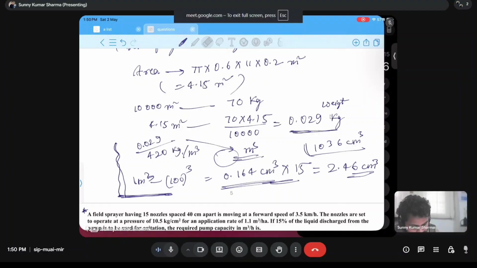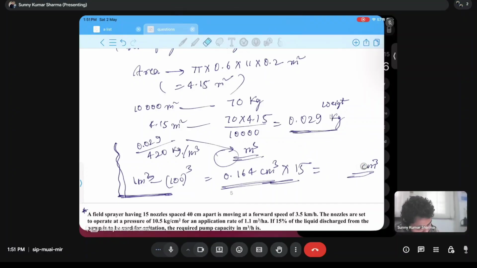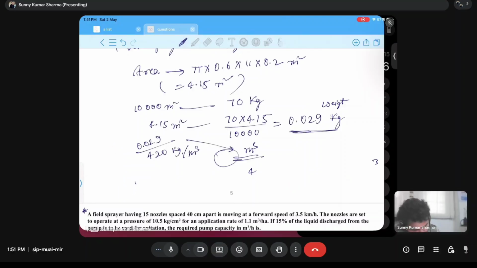Okay, let's solve this again. There was some mistake actually. When we divide this 0.029 by 420, how much meter cube are we getting? We are getting 6.9 into 10 to the power minus 5 meter cube. So this is the volume collected in one revolution of the ground wheel in meter cube. Multiply it with 10 to the power 6 to get it in centimeter cube.